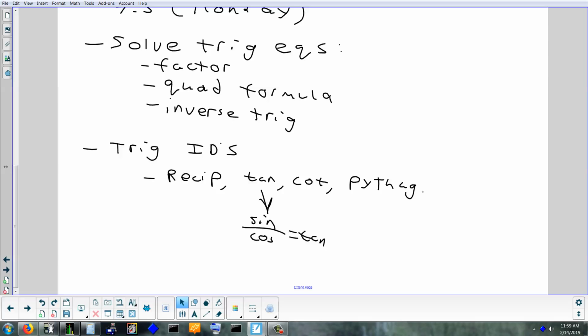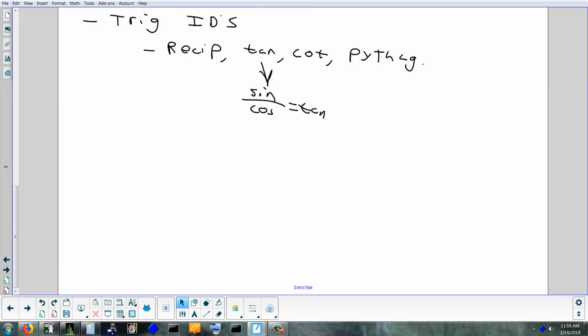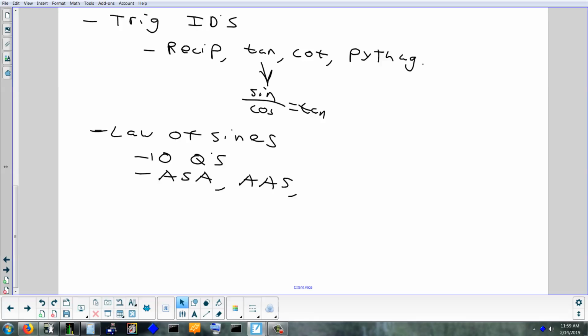The last 10 questions on the test are going to be about the law of sines. Okay, so it's 10 questions on that stuff. You're going to have one of each type. Angle, side, angle. Angle, angle, side. And let's write it the other way. Side, side, angle. There we go.